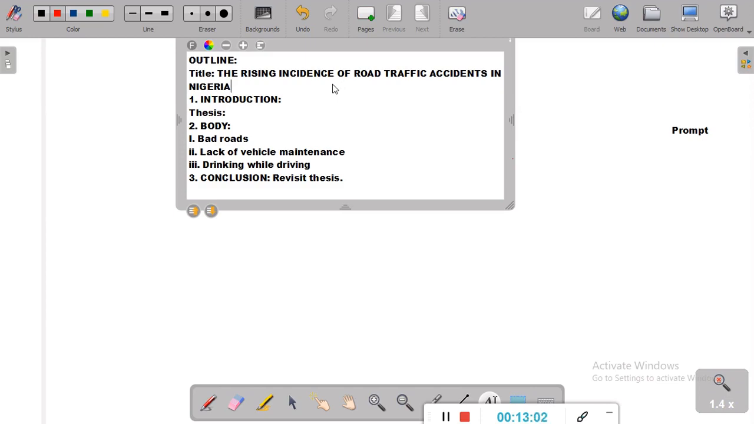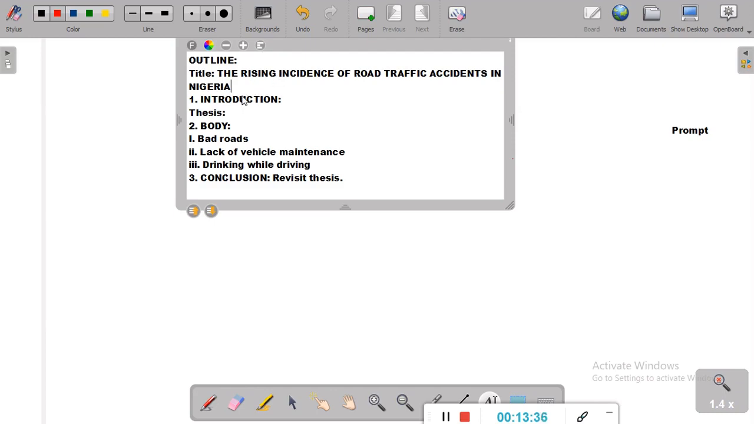So you can see that we have a WASSCE question, and from this question we are able to create the title of our essay, which incidentally is an article. Now, the rising incidence of road traffic accidents in Nigeria. So once we have this title in front of us, we think about this topic and jot down the ideas that come to our mind.